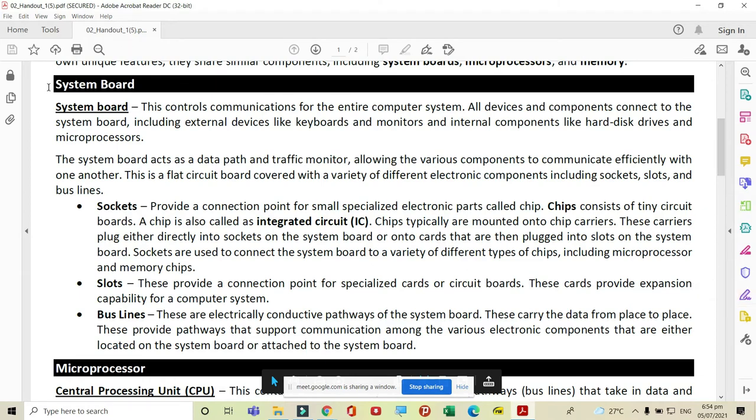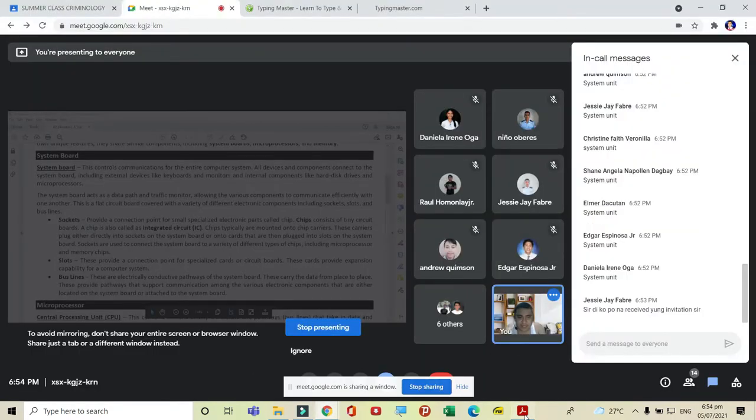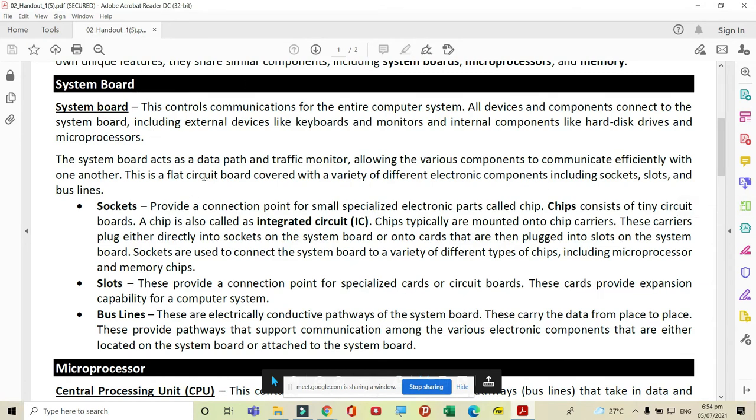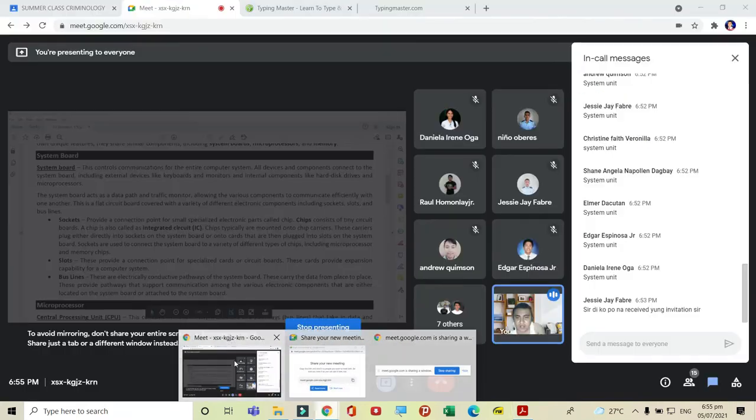Okay, let's now go to system boards. This one is a bit complicated. System boards control communications for the entire computer system. All devices and components connect to the system board, including external devices like keyboards and monitors, and internal components like hard disk drives and microprocessors. The system board acts as a data path and traffic monitor, allowing the various components to communicate efficiently with one another. This is a flat circuit board covered with a variety of electronic components including sockets, slots, and bus lines. I think you are not that familiar with this one, so I will share a screen on it.